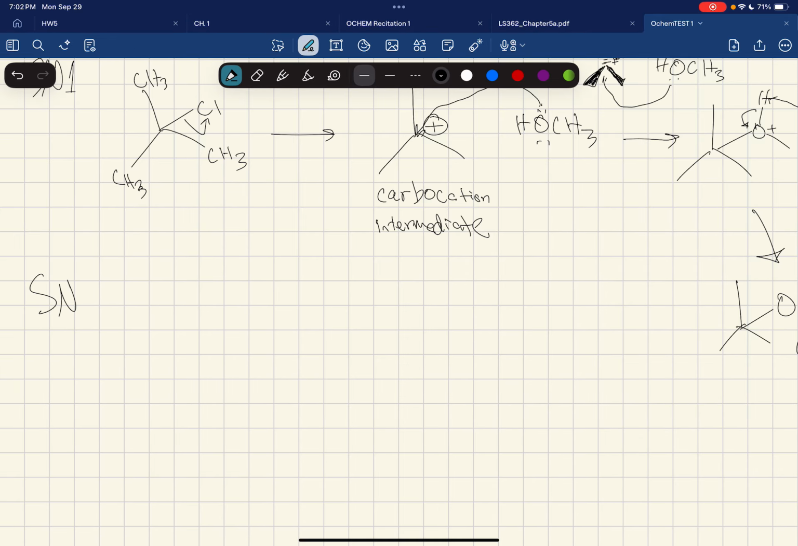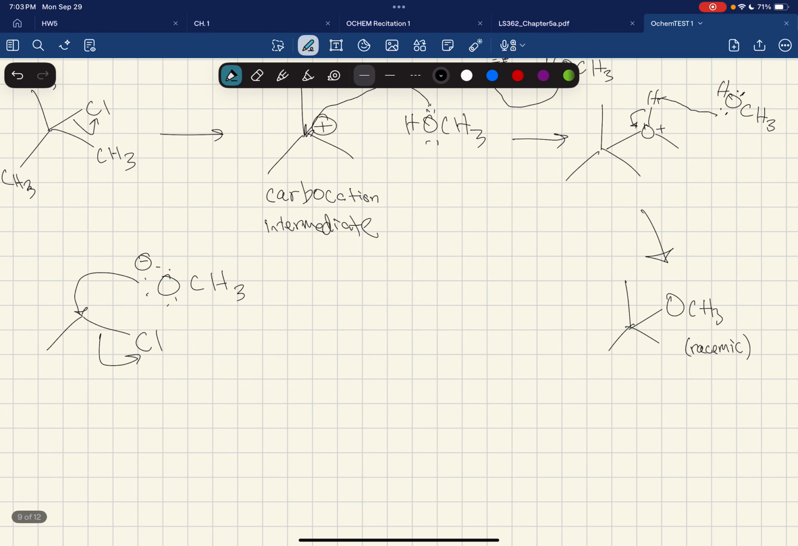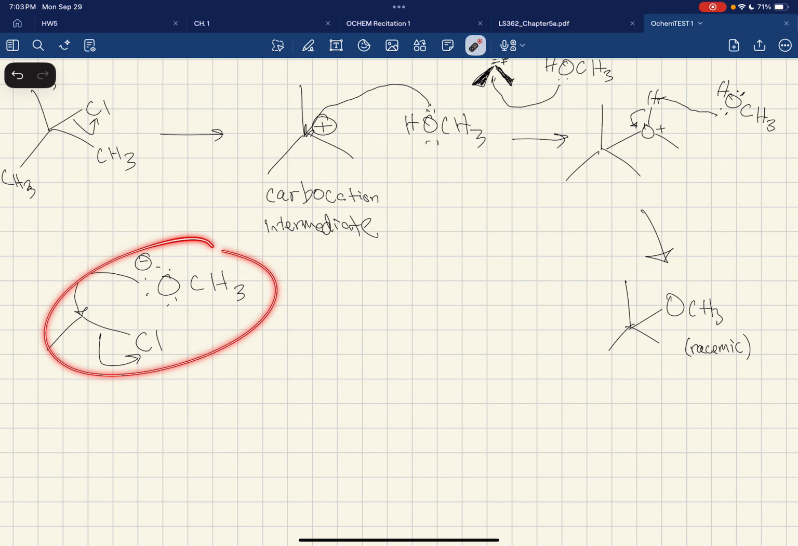SN2, I find it a little bit more simple. You're just going to have, typically, a negatively charged small nucleophile comes in, attacks the carbon, chlorine breaks off, concerted step. The rate law is dependent on the concentration of both of these.